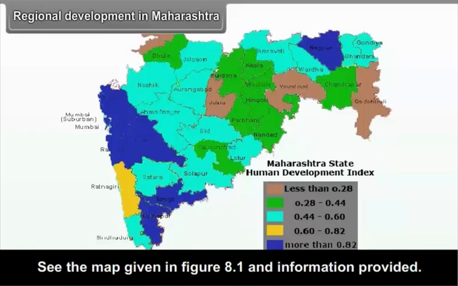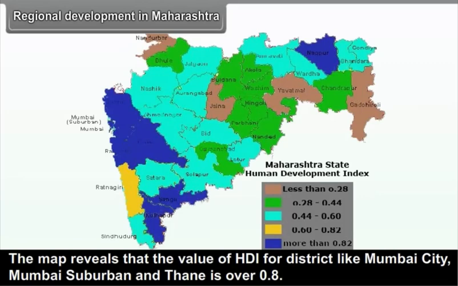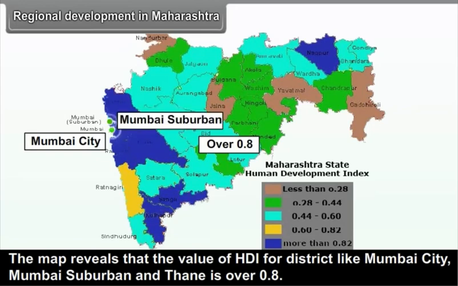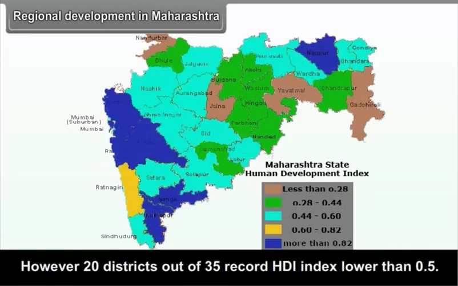See the map given in figure 8.1 and the information provided. This map is based on the values of Human Development Index of different districts in the state. The map reveals that the value of HDI for districts like Mumbai City, Mumbai Suburban and Thane is over 0.8. In the next group, defined by HDI values from 0.7 to 0.8, are districts like Pune, Raigad and Nagpur.